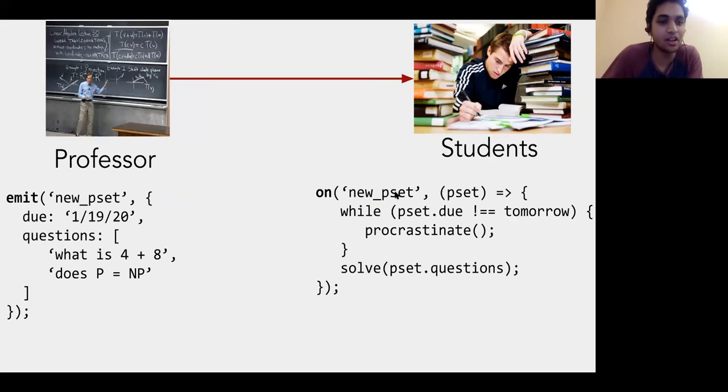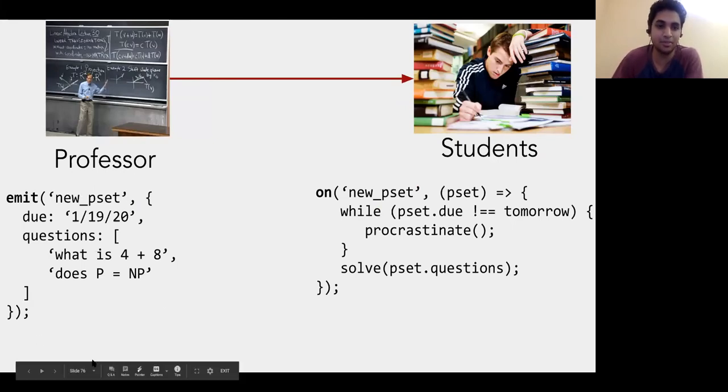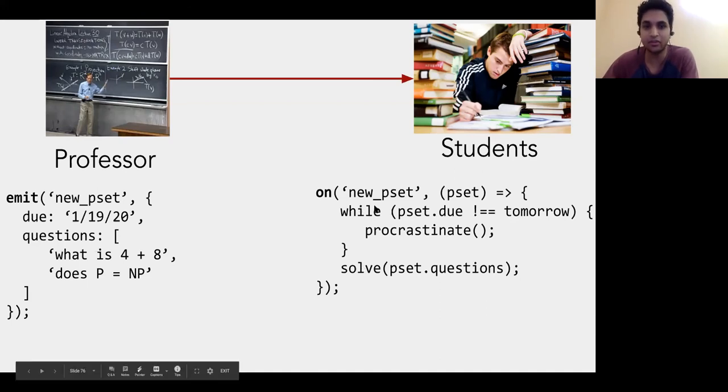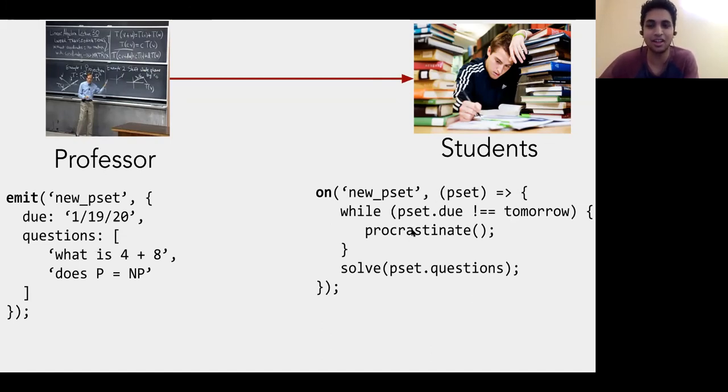You would have your socket manager.getio.emit, the new P set. This would all be in the server in api.js because the professor is the server. And then on the client side, in the student's component did mount, they would listen for the event new P set, and they would apply some function to the P set, which is typically procrastinate until it's due and then solve the questions.